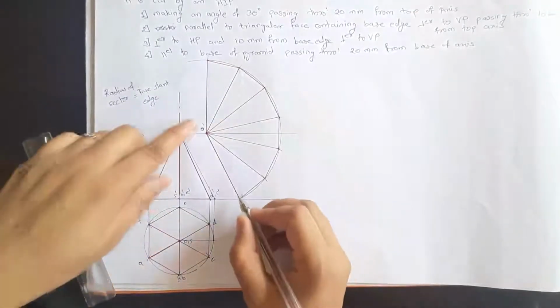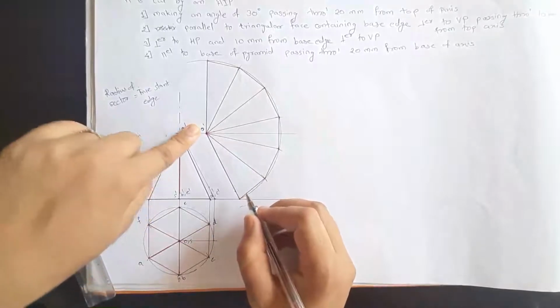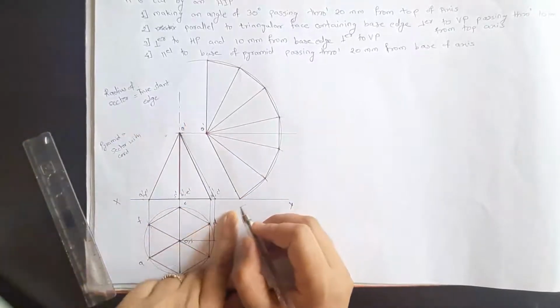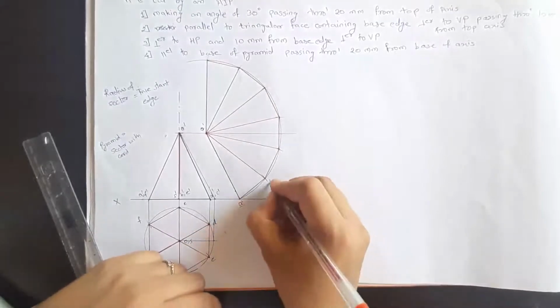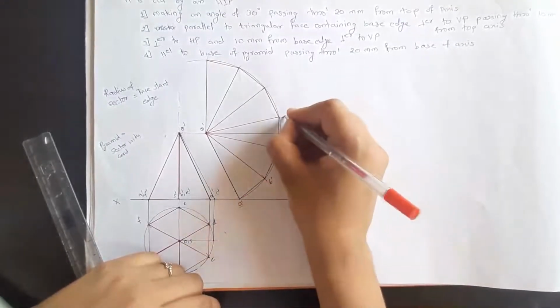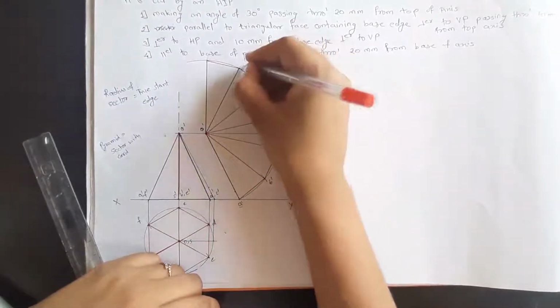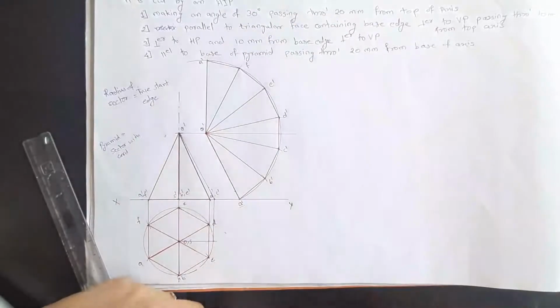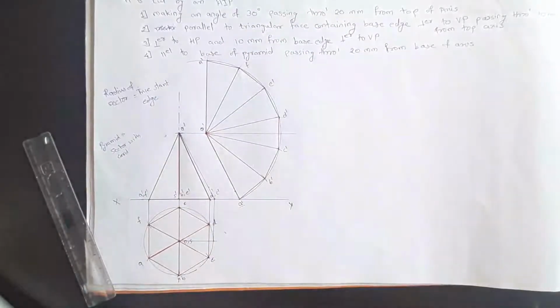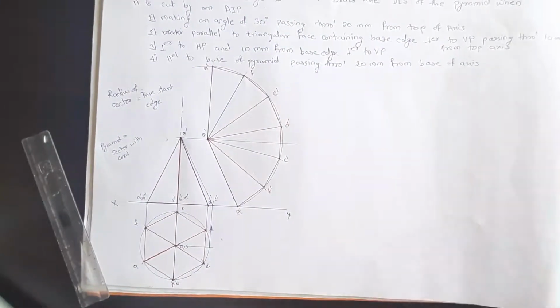For naming, let's say this is your apex, so O dash, and let's say I'm cutting it from A, so this is my A dash, B dash, C dash, D dash, E dash, F dash, and again coming back to A dash. So this is the development for the pyramid. Now the next thing is the cutting plane.